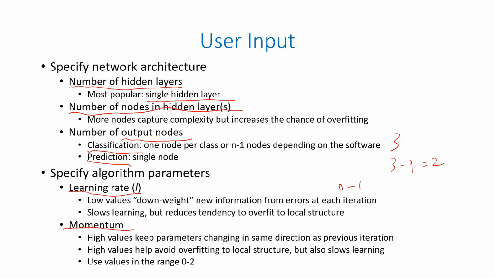So low values of learning rate would downweight new information from errors at each iteration, and may take many iterations to reach the desired weights and node biases. Higher values will overweight new information from errors and make more drastic adjustments to the weights and biases. The trade-off is that higher learning rates may lead to overfitting. Therefore, it is recommended that the analyst uses a low or moderate learning rate for complex relationships to avoid overfitting.